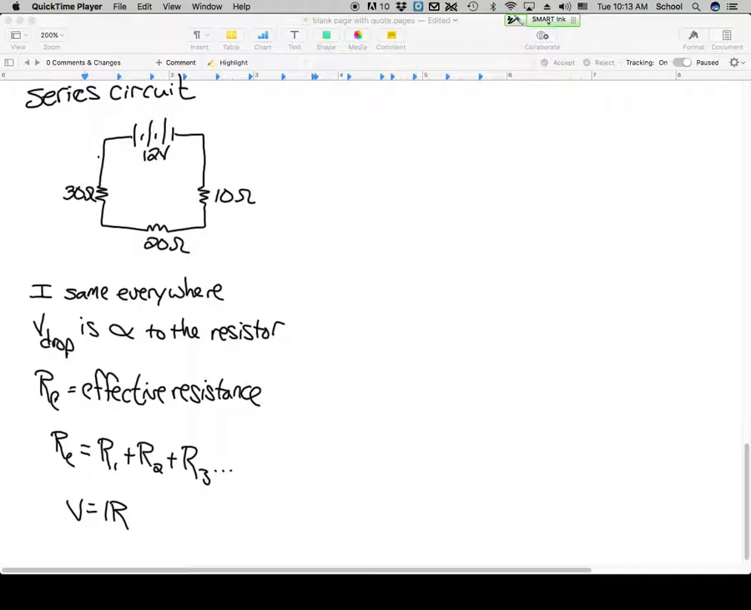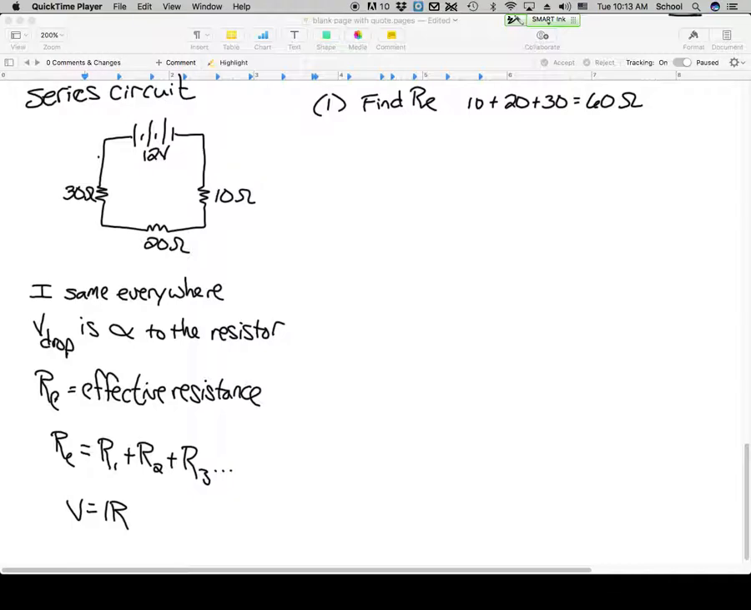Okay, so first thing we want to do is find effective resistance. So how am I going to find the RE? I'm going to add them. So I'm going to say 10 plus 20 plus 30 equals 60. Hooray! Boy, step one was tough.